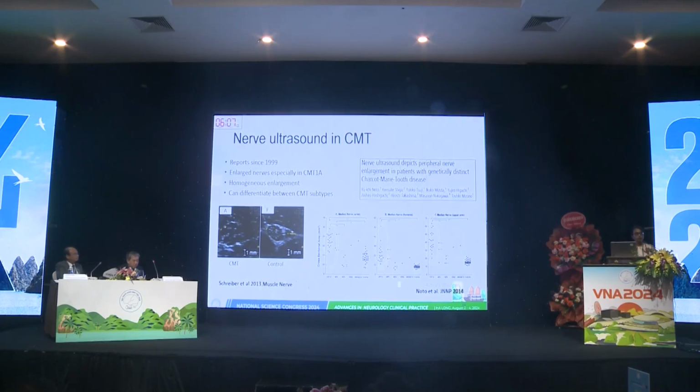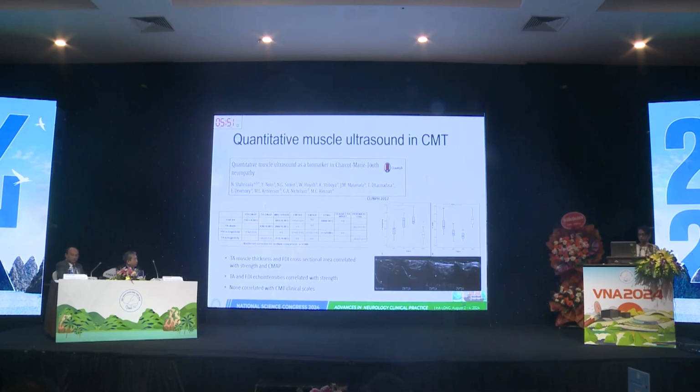So I've had patients who come to you as an adult, you look at the nerves, they're very big, and you have a family history of autosomal dominant. Those are patients that are going to turn out to be CMT1A. You can do the genetics, but most likely that's going to be the diagnosis.